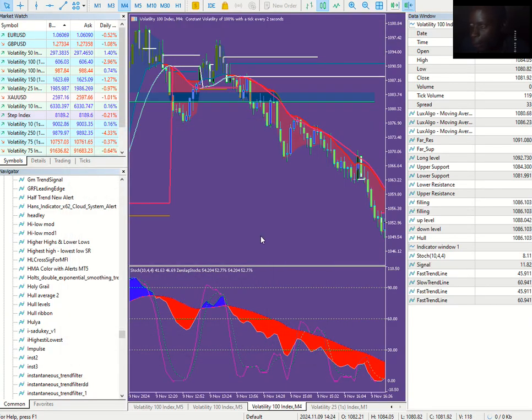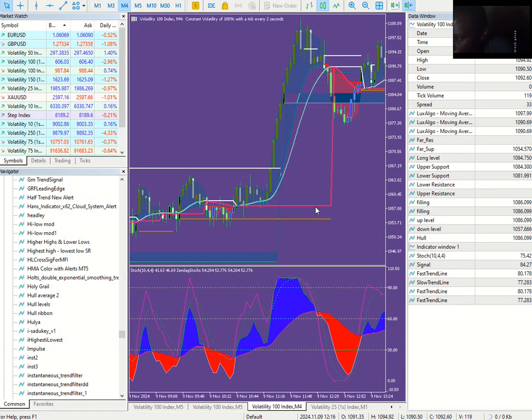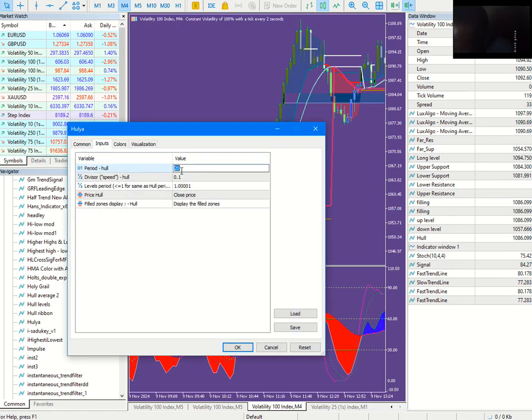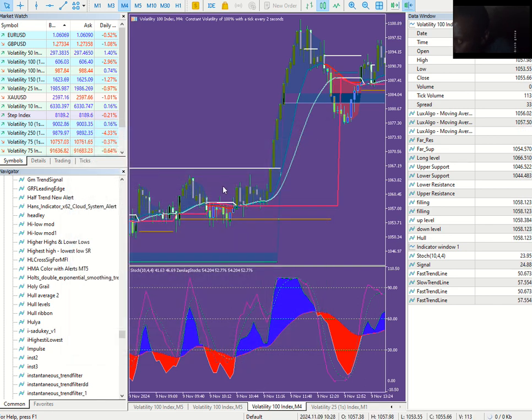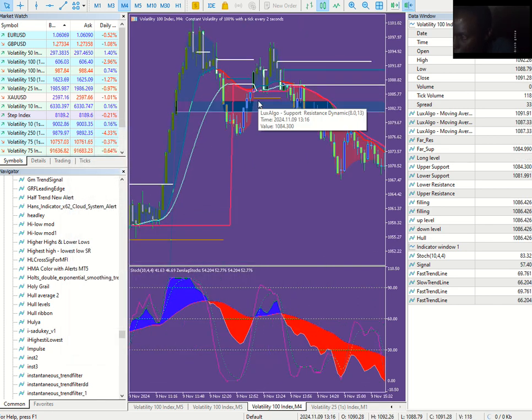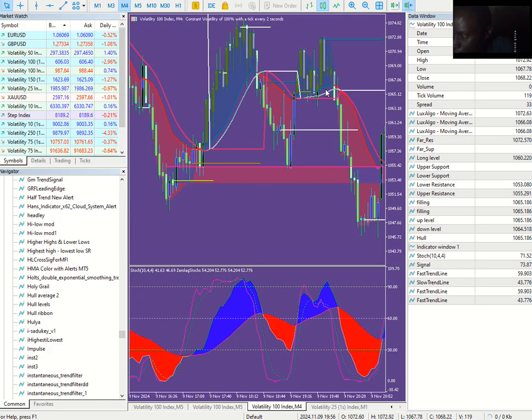I have put this one to 25. So I thought if we work with 25, it could be better. 25 like that is one of the best settings that I can opt for, as I've told you.